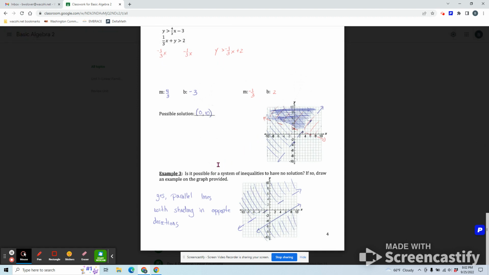And then the very last one says, is it possible for a system of inequalities to have no solution? The answer is yes. You can have two parallel lines that are shading in opposite directions. That's not the only example that you could draw. You can also draw vertical ones or horizontal ones. As long as your lines are parallel, it doesn't really matter. But it is an option not to have a solution set.